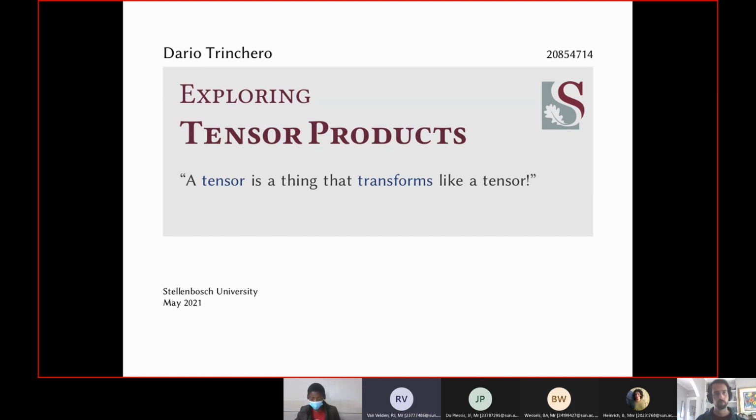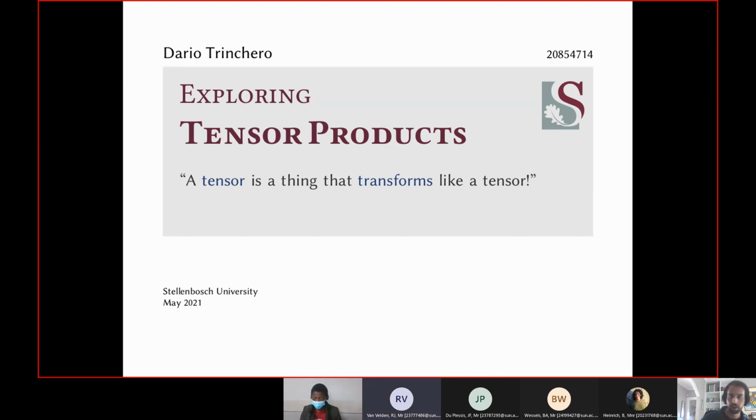And just to give a bit of background on him, he did his undergrad in theoretical physics, and then he did his honors in maths, which he says is more like mathematical physics, which probably then led him to do his M in physics, which he's currently busy with. So yes, I think this talk today will be very interesting, and thank you, Dario, for being here, and we look forward to what you have in store for us.